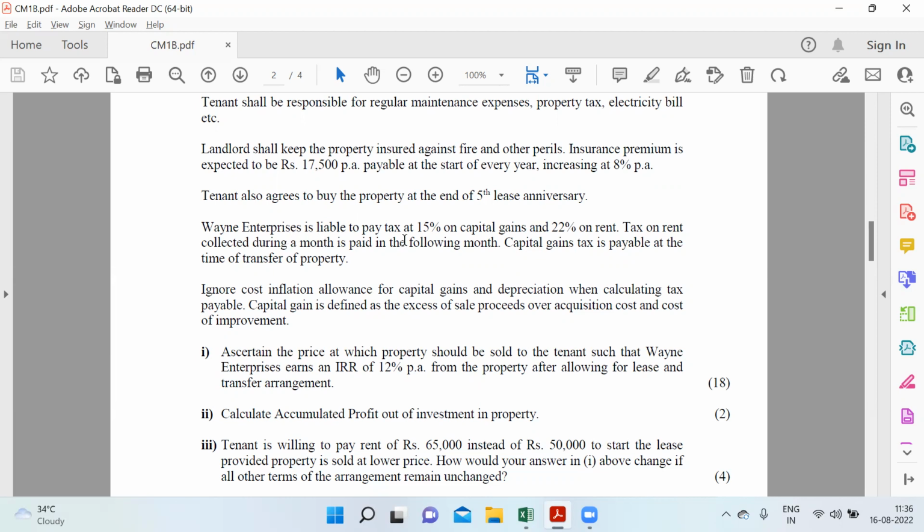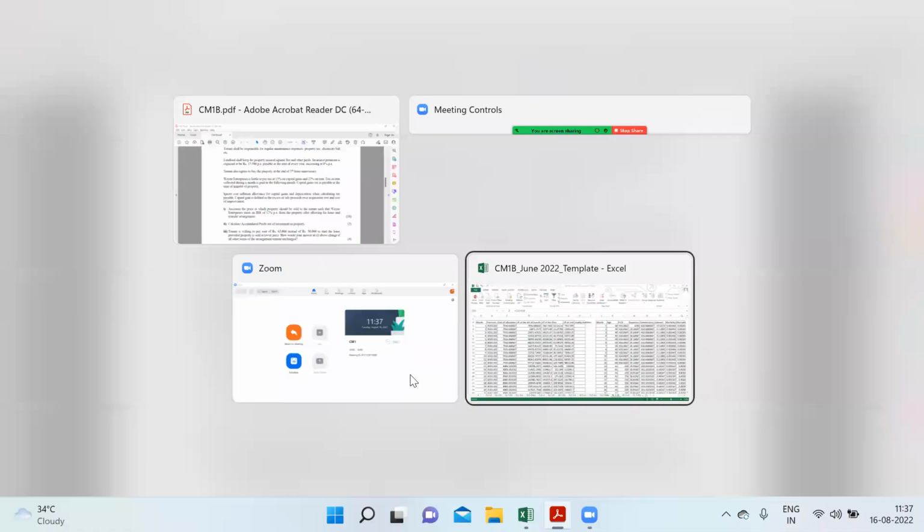Wayne Enterprises is liable to pay tax at 15% on capital gains and 20% on rent. So it's 15% on capital gain and 20% tax on rent. Tax on rent collected during a month is paid in the following month, and capital gains tax is payable at the time of transfer of the property. Ignore cost inflation for capital gains and depreciation when calculating tax payable. Capital gain is defined as a section. So this is there, and we have been given an IRR of 12% to calculate the price at which to sell the property. So let's come to this.